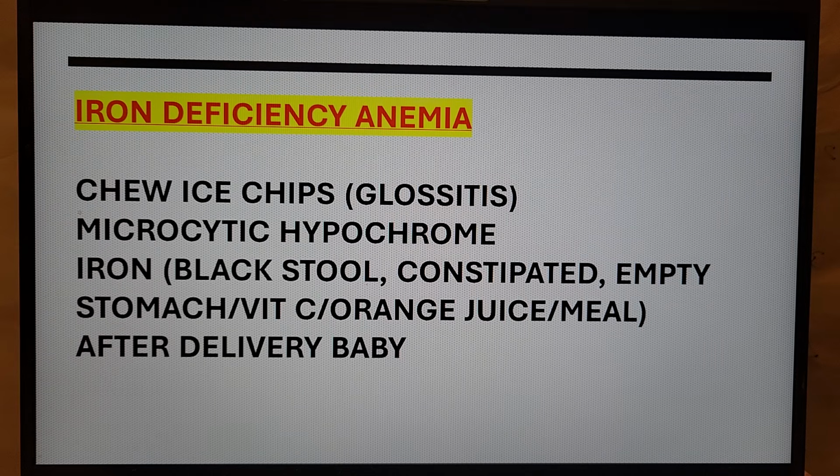Let's talk about iron deficiency anemia. They usually, without realizing, love to chew ice chips, right? And why? Because they have glossitis, itis in the tongue. So when they chew the ice, they feel comfortable, right?